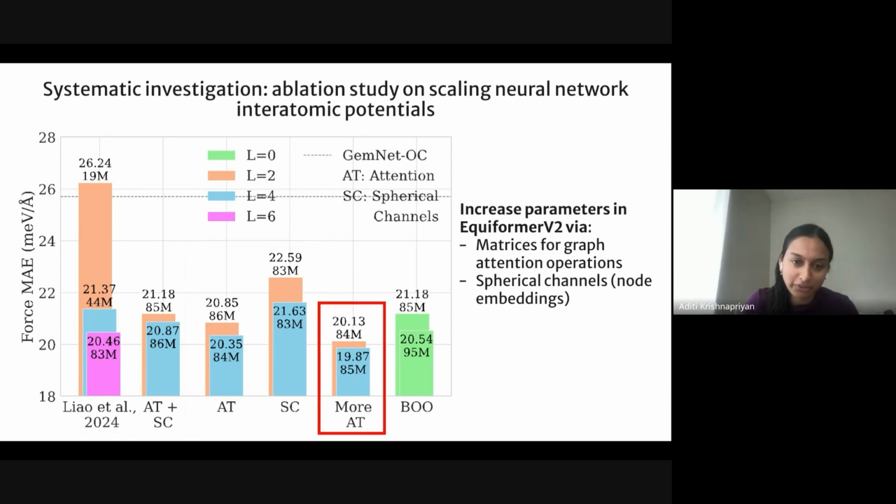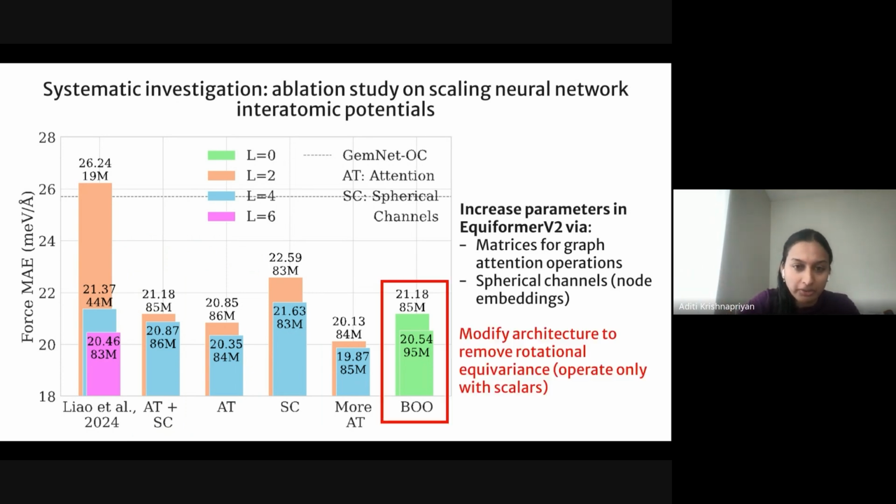And we took that even further, just added a lot more parameters through attention. Same thing happens, so this is where the errors really go down even further. And then finally, we also modified the architecture to remove rotational equivariance and just operate only with scalars. And again, that's also very much in the same ballpark. And so what this is basically showing is that once you control for parameter counts, it seems like all of the models actually end up being pretty similar to, for example, the original L=6 model, and they all end up around the same ballpark.